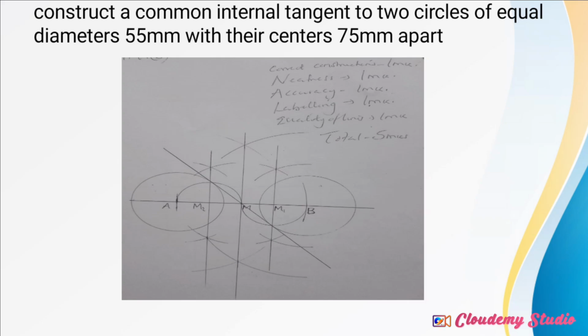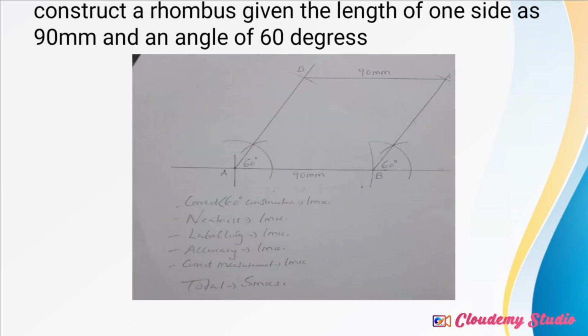Then we go to the next question, which was: construct a rhombus given the length of one side as 90 millimeters and an angle of 60 degrees. So that also brings you to the same aspect, construct. And you always have to remember this when you're doing that. Any question that says construct, I'm expected to make some arcs so that it can really show I did some constructions.